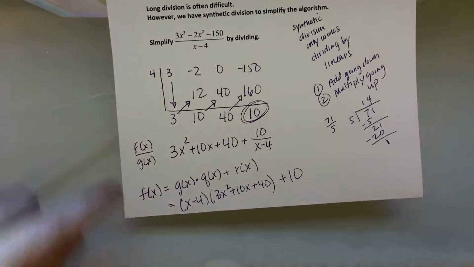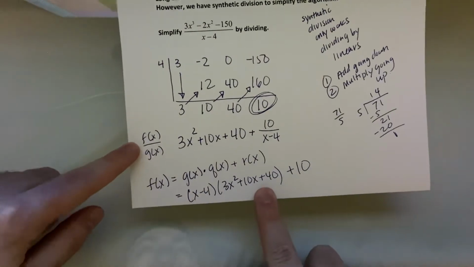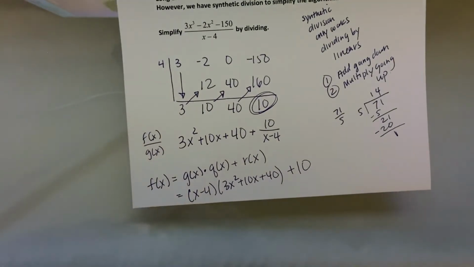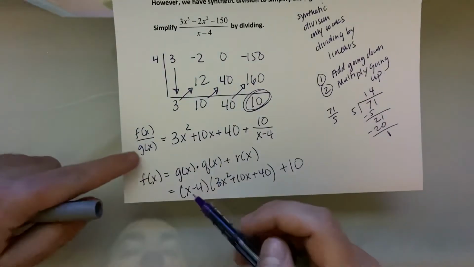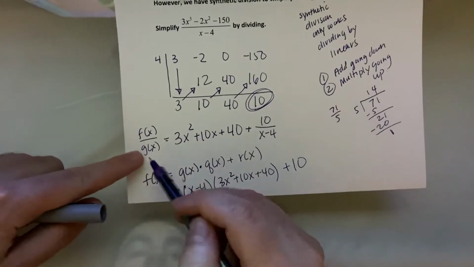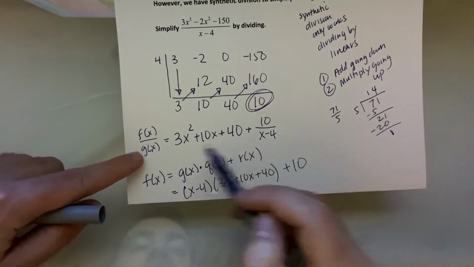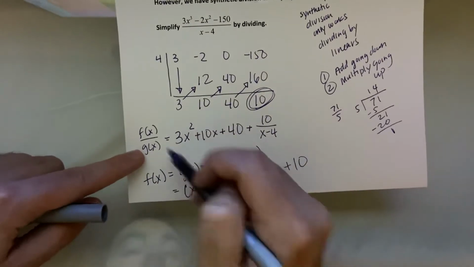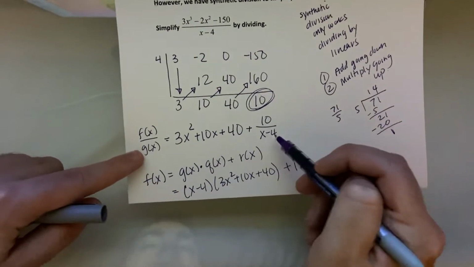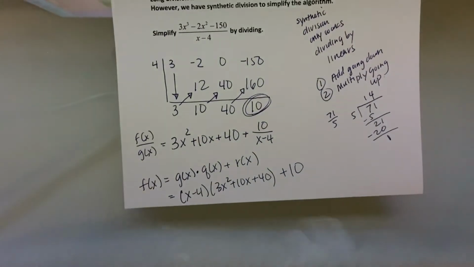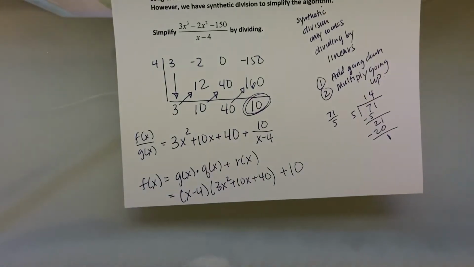How do you get from here to here? Remember, g of x is x minus 4, so if I multiplied x minus 4 to the other side, it would get distributed to everything. So that means x minus 4 times this whole solution here. But the x minus 4 for the right side would actually cancel, so that only the 10 would be left.